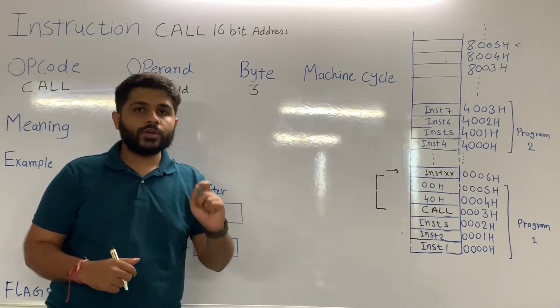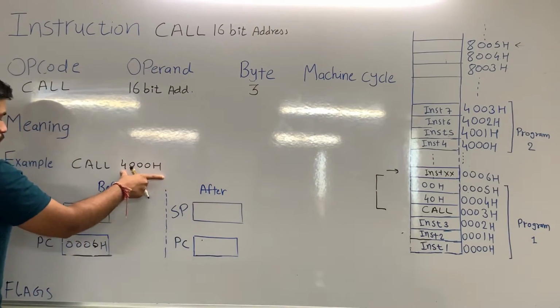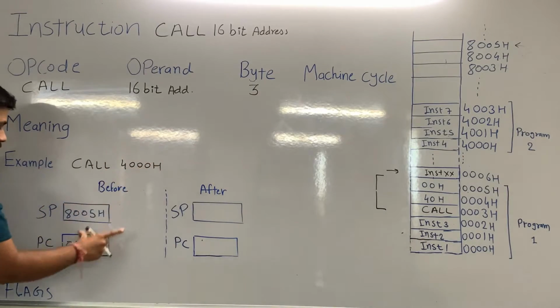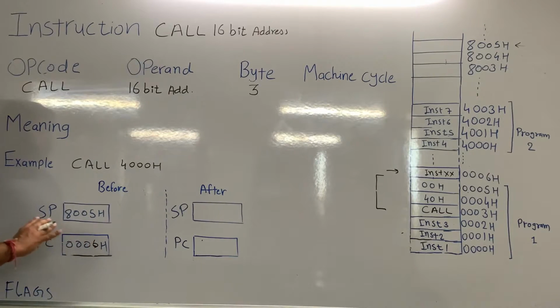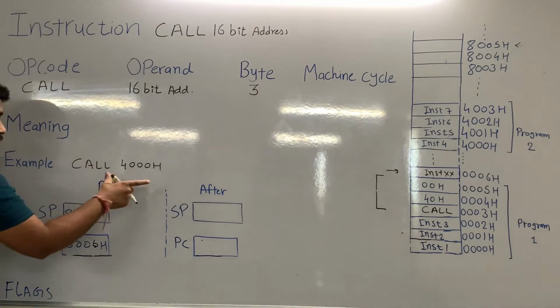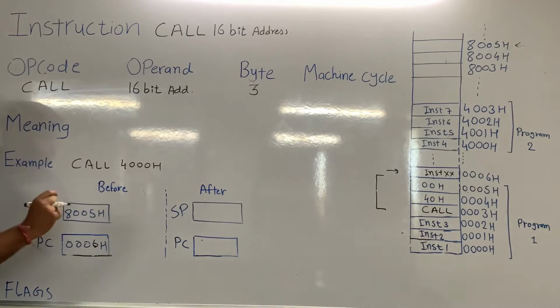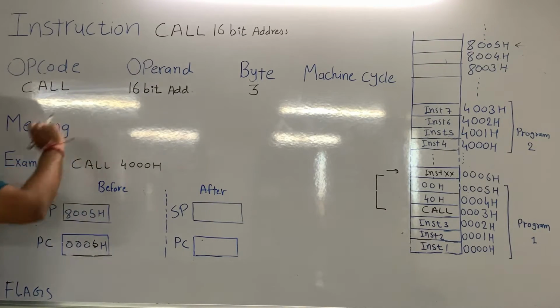Now during the execution, what will happen? During the execution, this 4000H will be copied to the program counter. So in the program counter, 4000H will be stored. Now if 4000H is directly copied to the program counter, the current value of the program counter will get vanished. It will get lost. So before copying this address value to the program counter, the microprocessor will first store the current copy of the program counter in the stack.